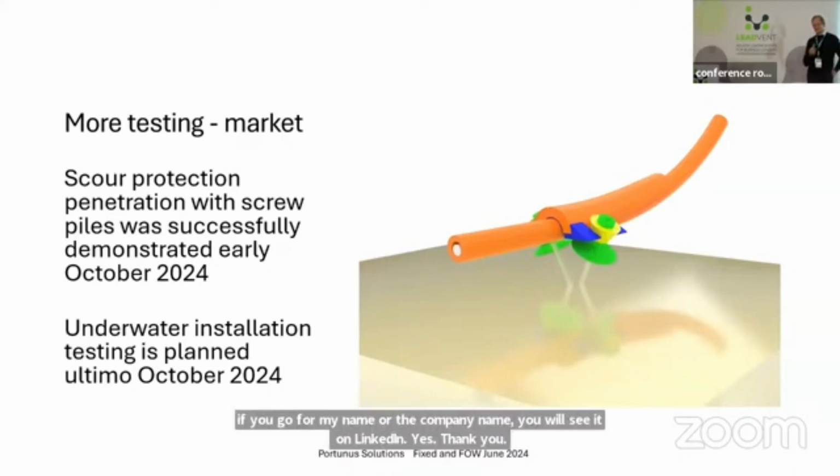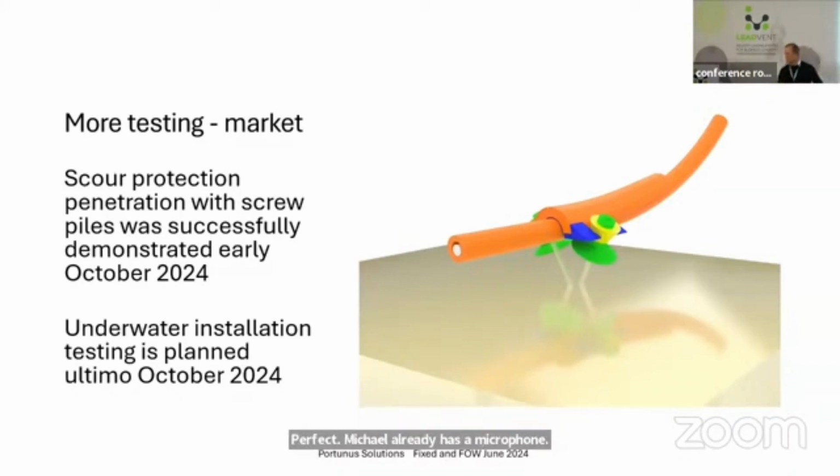Perfect. Yep. Michael already has a microphone. Okay. Can you hear me, Henrik? Yes. He's just trying to run away. I can hear you, Michael. You're not getting away just like that.